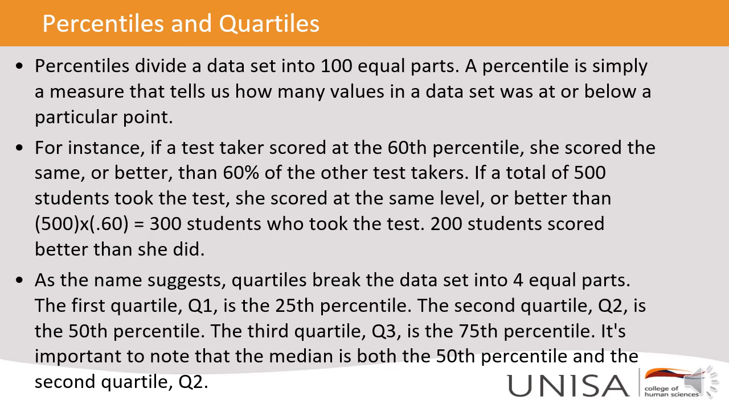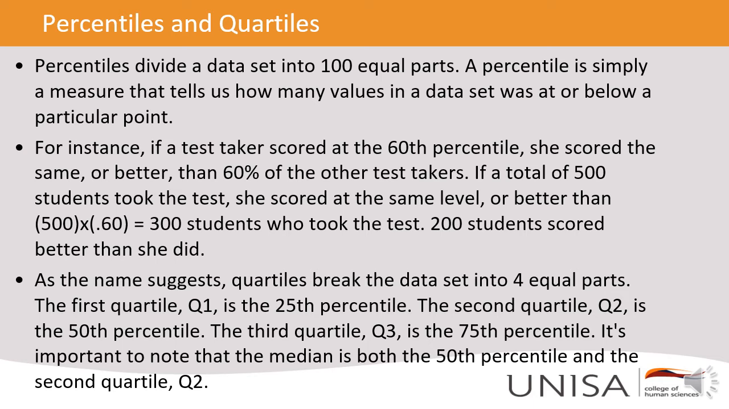Consider this example. If a test taker scored at the 60th percentile, she scored the same or better than 60% of the other test takers. If a total of 500 students took the test, she scored at the same level or better than 300 students who took the test. 200 students scored better than she did.